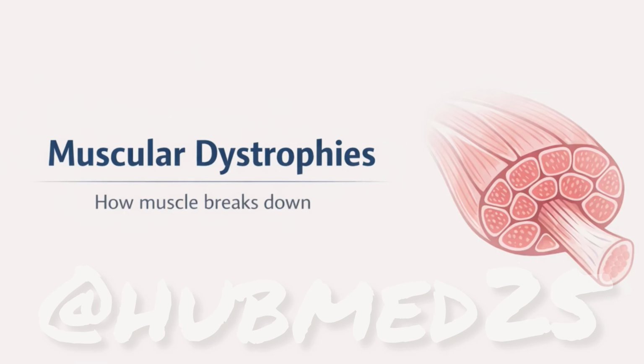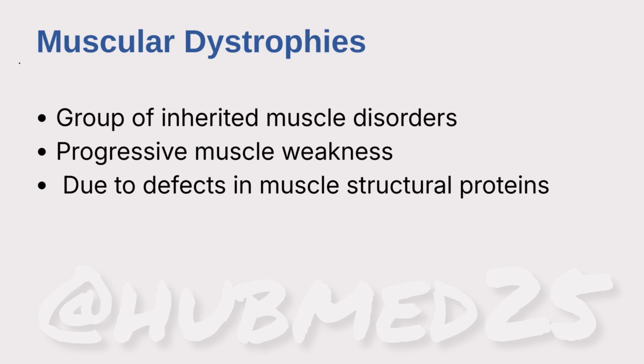Muscular dystrophies, how muscle breaks down? Muscular dystrophies are a group of inherited conditions where muscles gradually weaken over time. In this video, we'll break down why muscles fail, the role of dystrophin, and how this leads to Duchenne and Becker muscular dystrophy. Let's start from the basics.